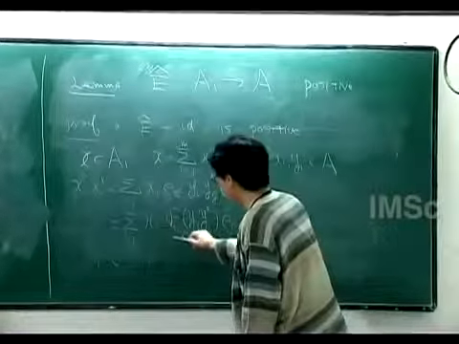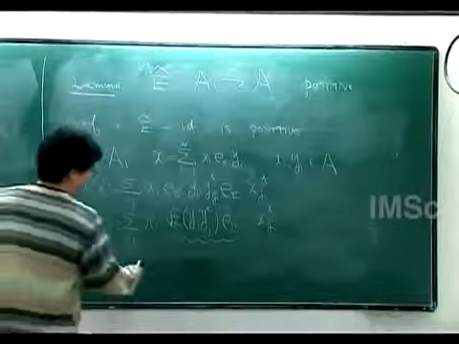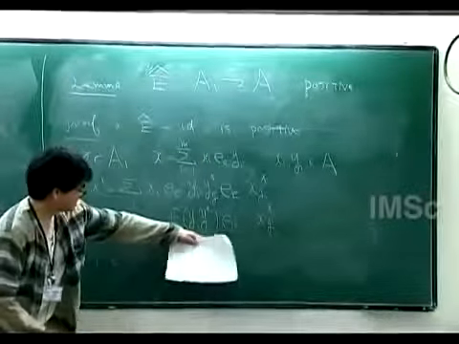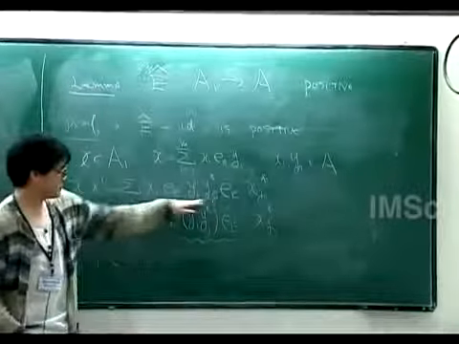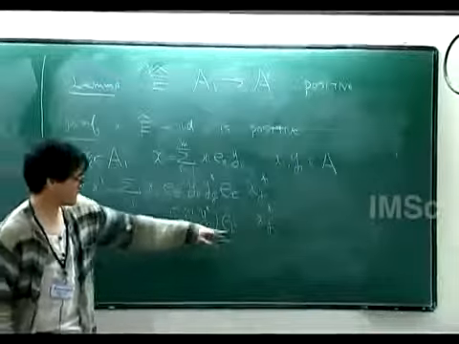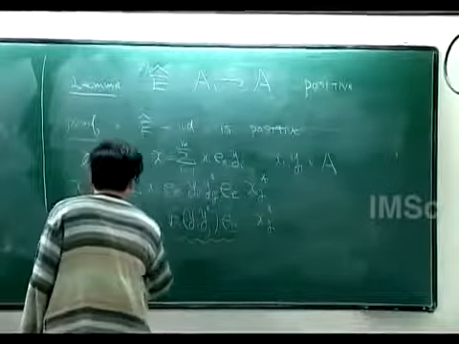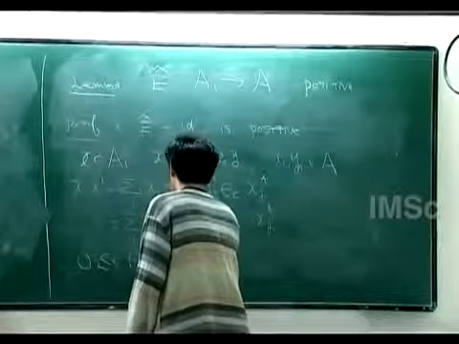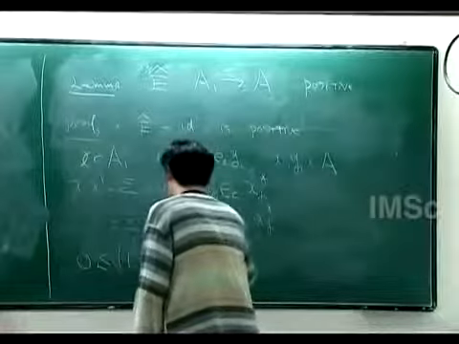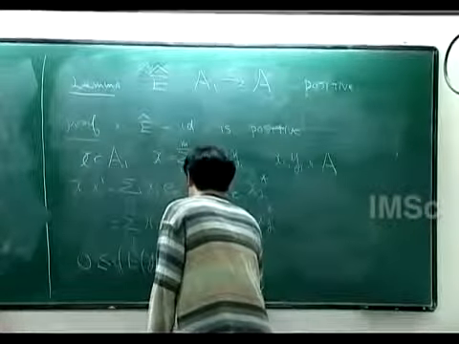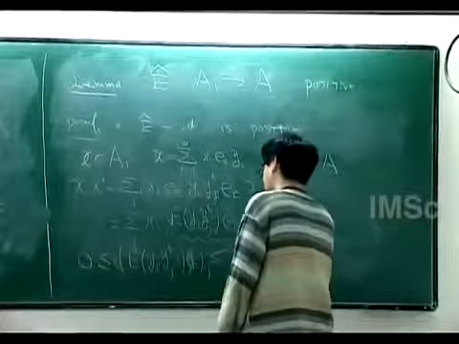So let's consider this part. As a matrix, this is a positive matrix. And since this belongs to B, it commutes with this projection. So as a matrix, we have this inequality. Let's put E here. We have this inequality as a matrix.